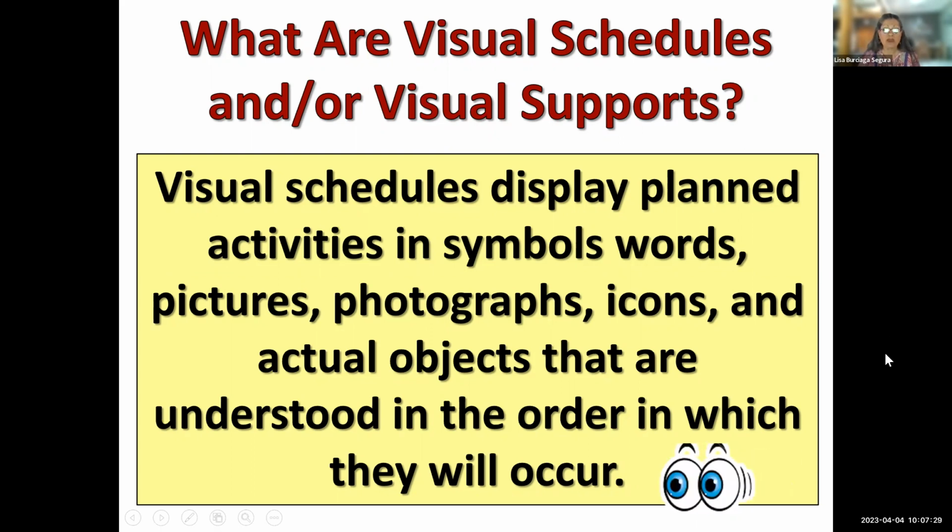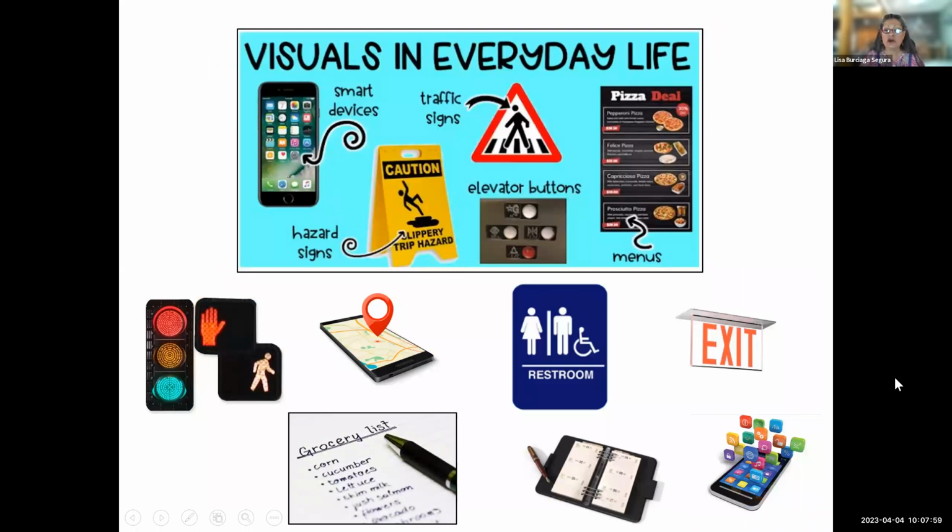So visual schedules, displays, or agendas, or any kind of visual support, display activities, symbols, planned things that you have: pictures, photographs, icons, and actual objects, if appropriate, that are understood in the order in which you will be presenting things in your classroom. So it's another, hopefully an added, way that you can present the information that you're presenting verbally in your classrooms, and things that you expect your students to know and understand and remember.